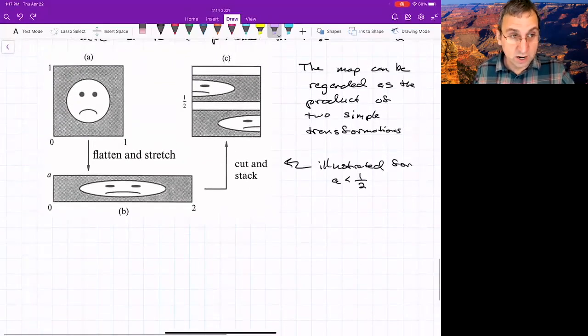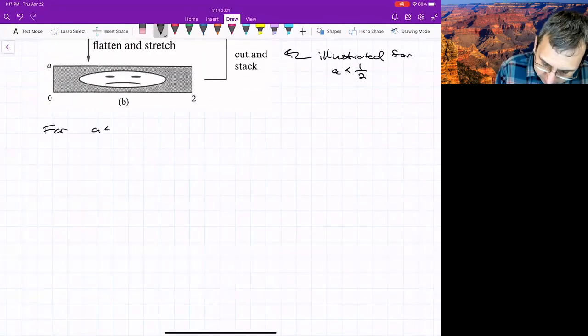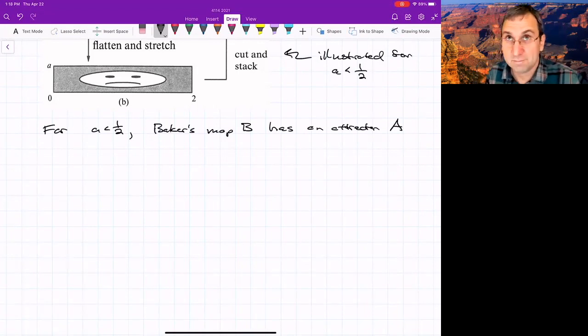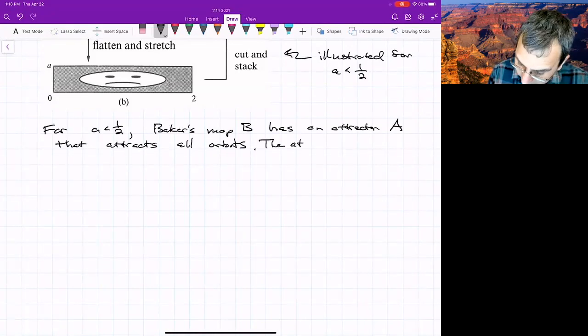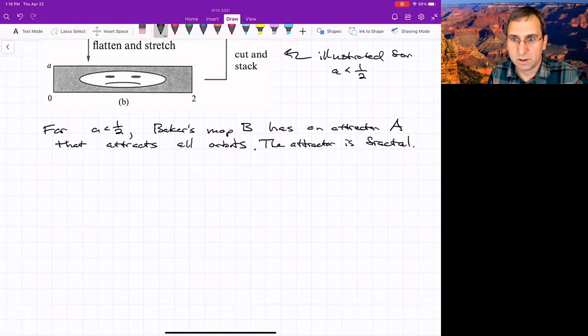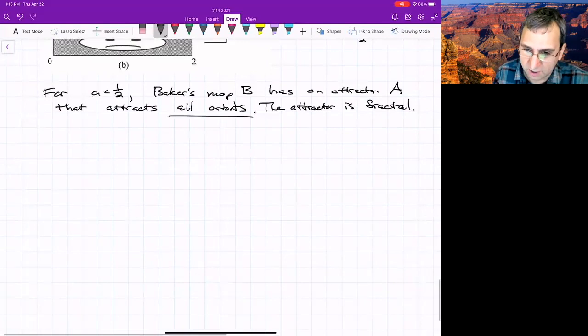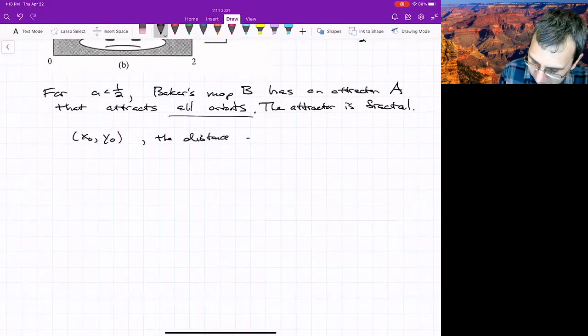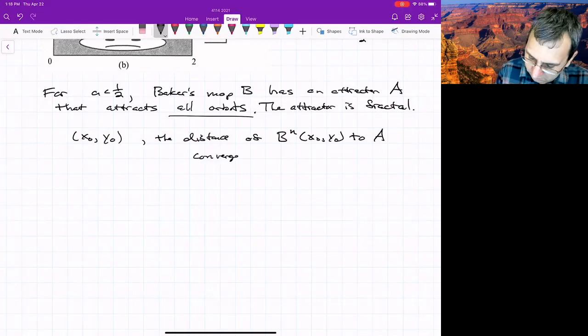So this does have an attractor, and we can even try to construct what it is just based on these rules. So for a less than a half, Baker's map has an attractor. We'll call that A. That attracts all orbits, meaning you start with any initial condition, it's going to end up in this attractor. And the attractor is fractal. It'll be self-similar, and we could probably even calculate its dimension. So when we say that it attracts all orbits, that means if you start with some initial condition, the distance of the nth iterate of that point to the attractor converges to 0 as n goes to infinity.